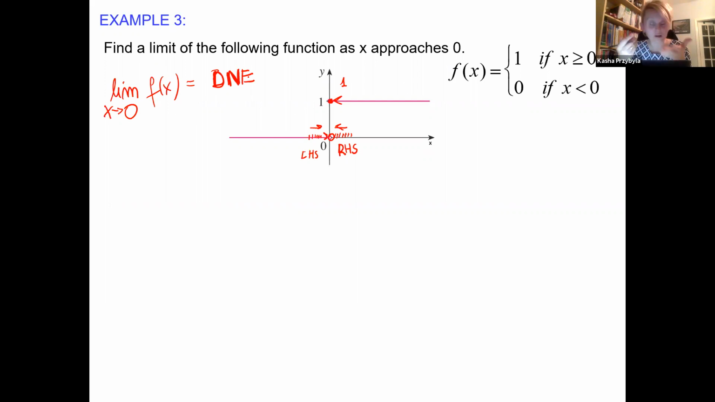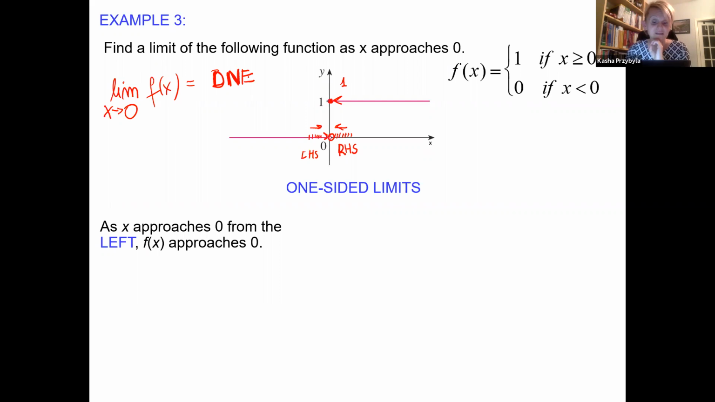But how can we state this, how can we indicate this? What mathematicians did was develop the notation for one-sided limits, because as I just said, on the right-hand side the limit is 1, on the left-hand side the limit is 0, and that's sometimes really important information, because maybe we just want to know what is happening on the right-hand side, or maybe on the other side. So in this case, we will have one-sided limits.